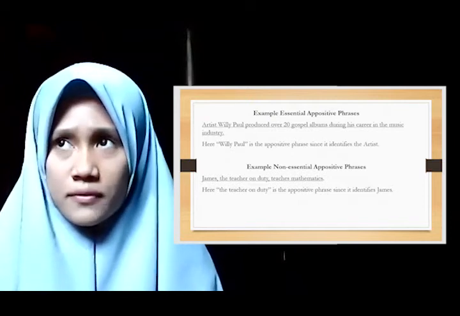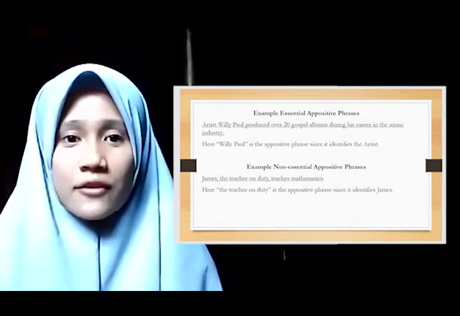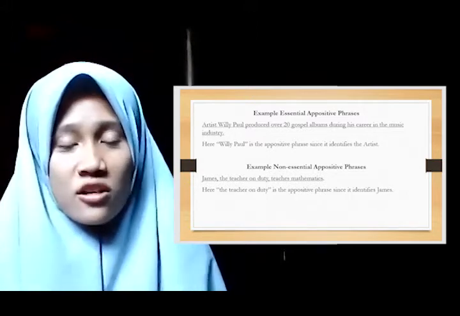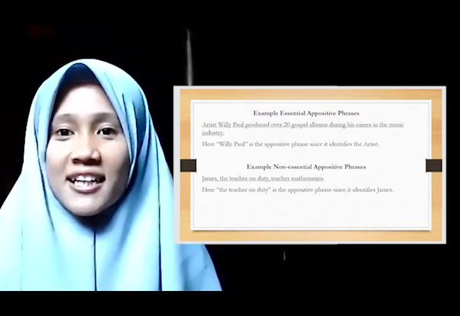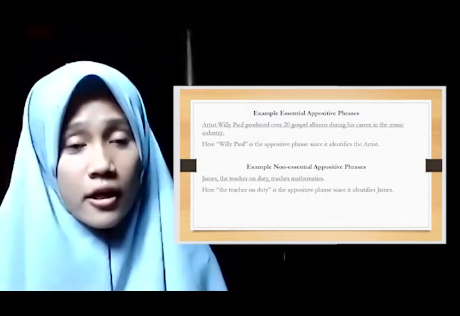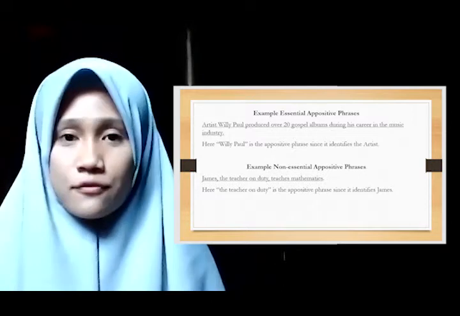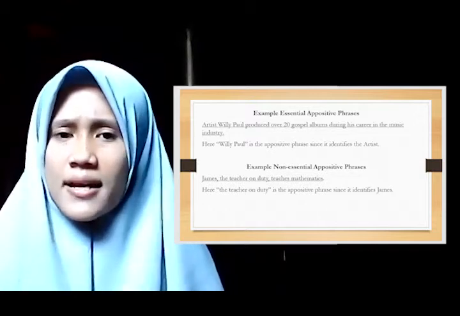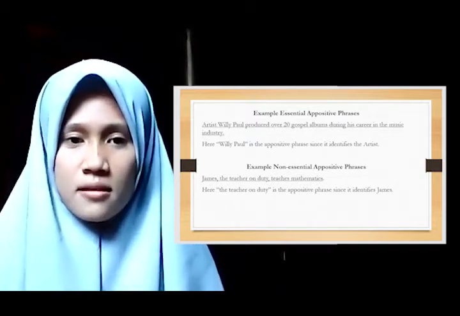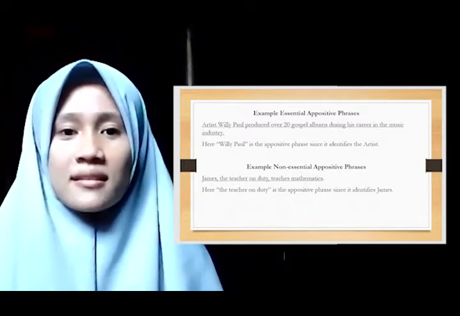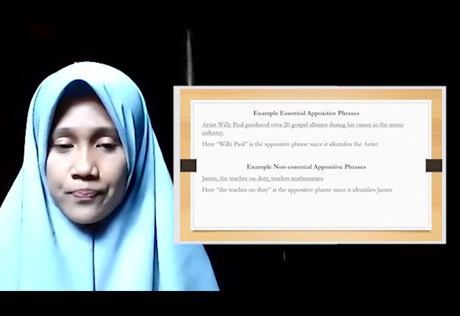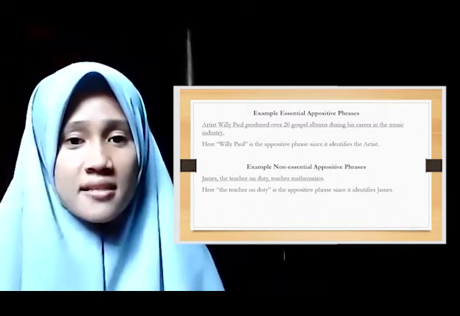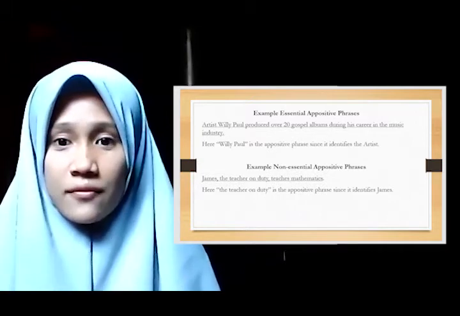Example of an essential appositive phrase: Artist Billy Paul produced over 20 gospel albums during his career in the music industry. Here, Billy Paul is the appositive phrase. It identifies the artist. Example of a non-essential appositive phrase: James, the teacher of Judy, teaches mathematics. Here, the teacher of Judy is the appositive phrase. It identifies James. How to use an appositive phrase correctly in a sentence?